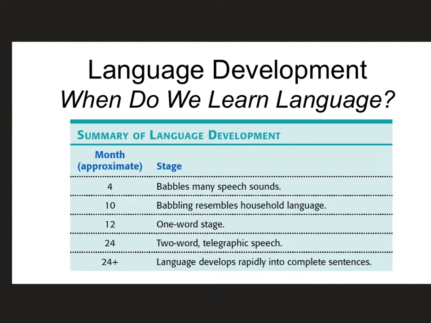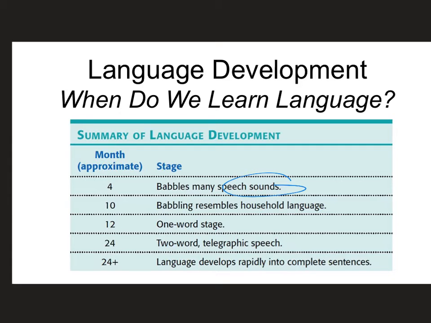Language development, when do we learn language? We learn language starting at about 4 months, where you start to hear babbling that resembles speech sounds. So they're not words per se, but they'll start to say vowel-like sounds or consonant-like sounds. We have a video of Jack at like 6 months saying the word hi. Now, did he actually say the word hi? No, he was making these speech sounds that sound like the word hi. At 10 months, they babble, resembling household language.